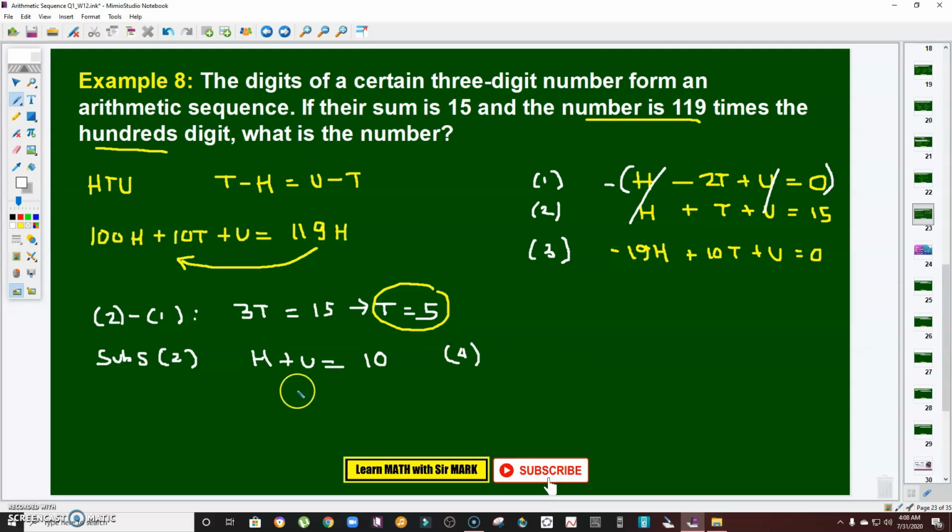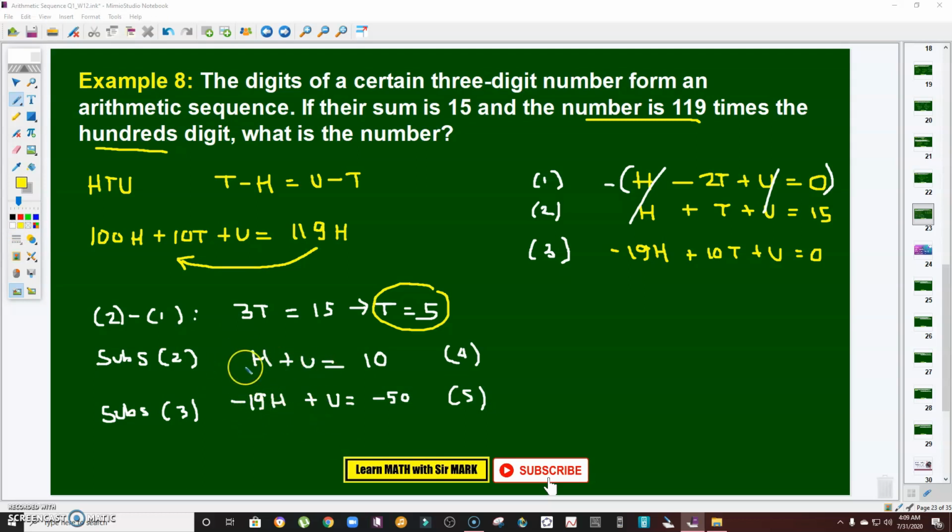Alright? Next. So, doing the same, I'm going to substitute in equation number 3. So, that is negative 19H plus U. That's equal to, kung T ko is 5, that will be 50. Itatranspose ko dyan, that will be negative 50. See that? Allow me to call this equation number 5. Can you follow? Okay, sana.